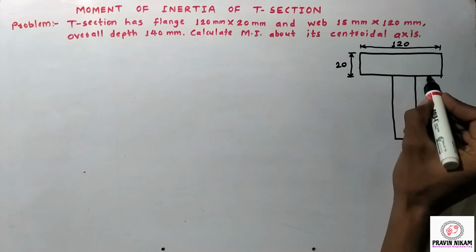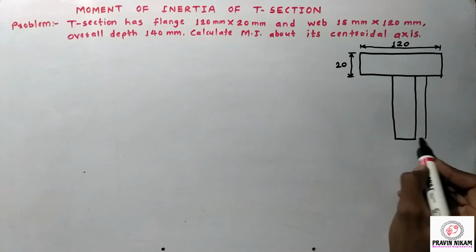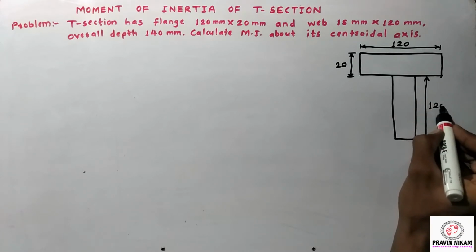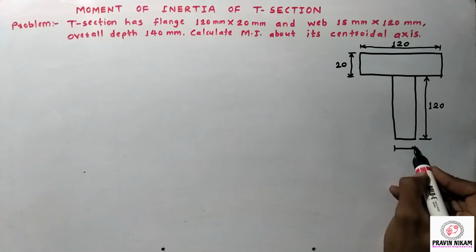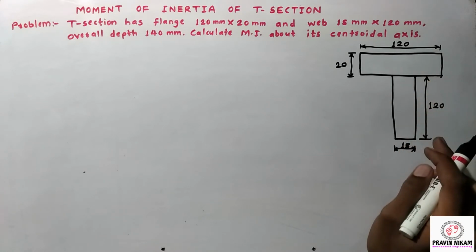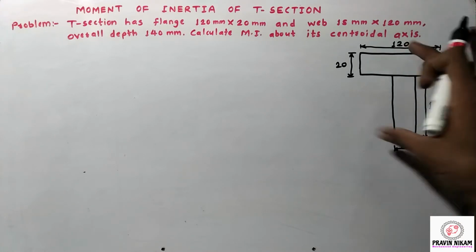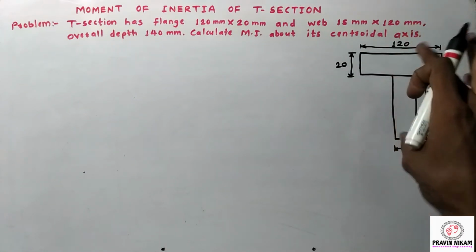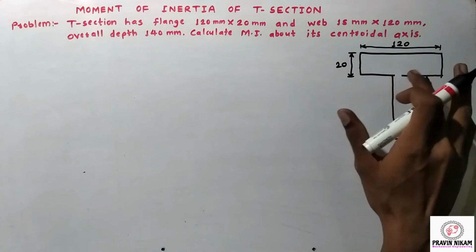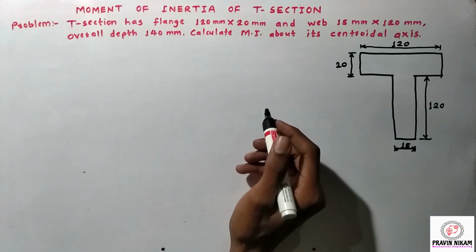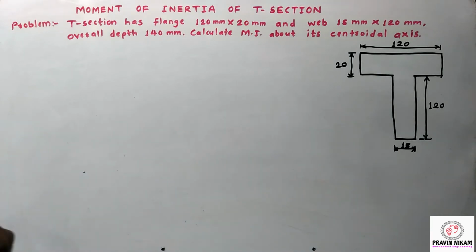Now the web is 15 mm into 120 mm. This is 15 and the depth is 120, and the overall depth is 140 mm. So this is 120 and this is 20, so 140. This is the T section. Now friends, see how to solve this problem.